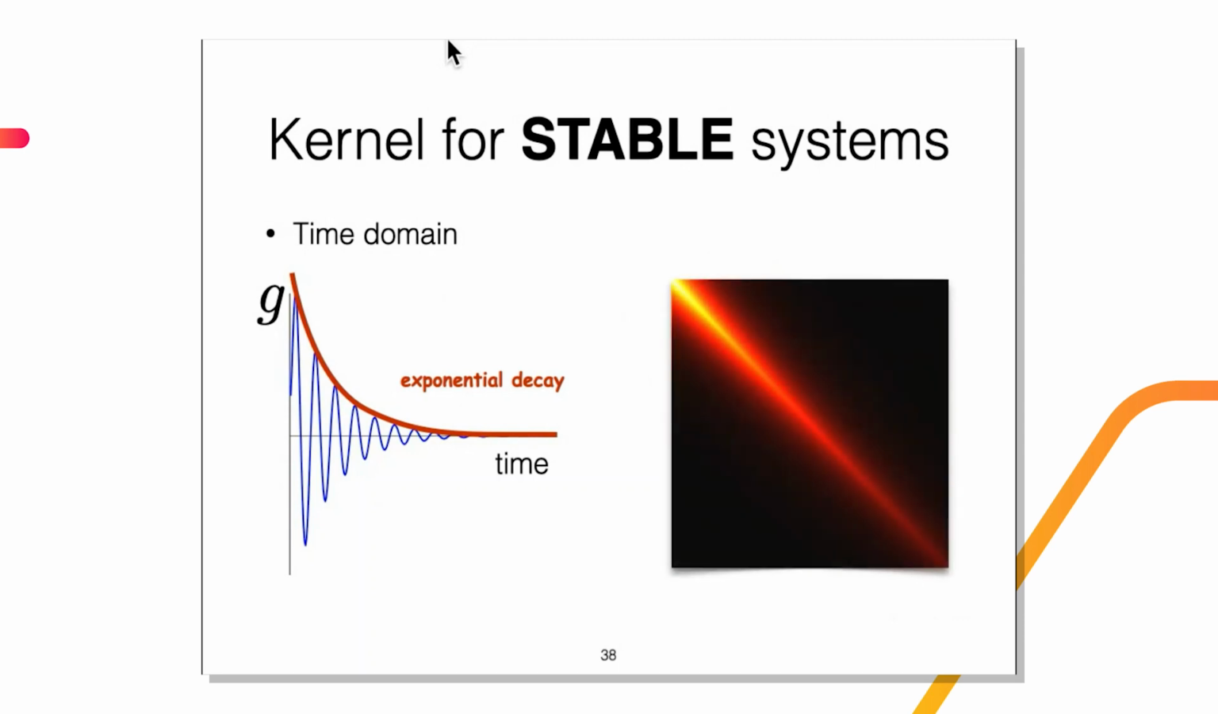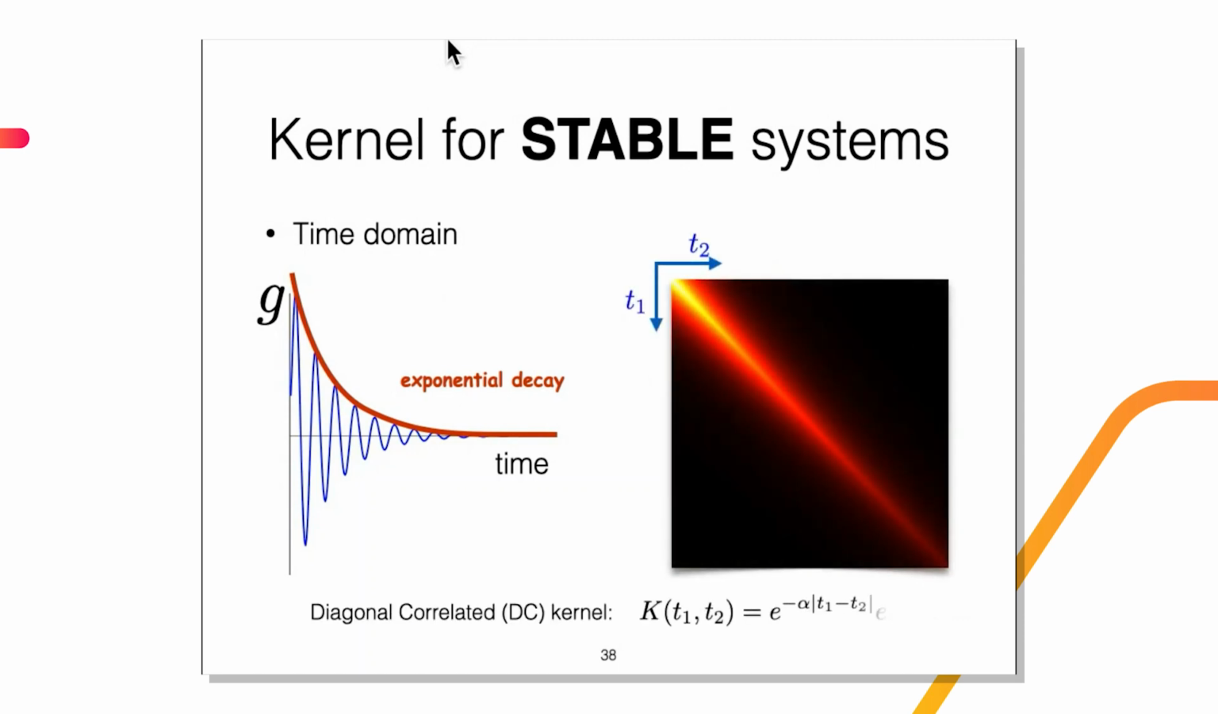It has been defined in the literature a few times already. We define the diagonal correlated kernel. The expression is given at the bottom right. What you'll see there is that the main diagonal of this kernel, if you look at the image, is decreasing exponentially. The off diagonals are also decreasing slowly. The decrease of the main diagonal, which is exponential, is going to encode the stability of the system, while the off diagonals are going to encode some smoothness of the estimated impulse response function.